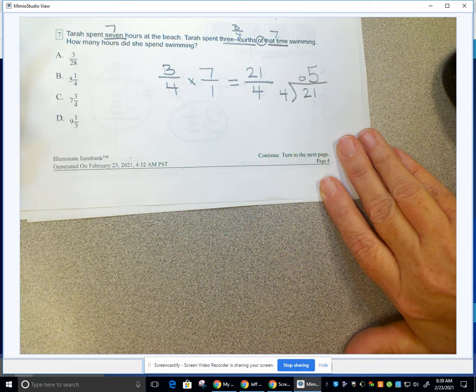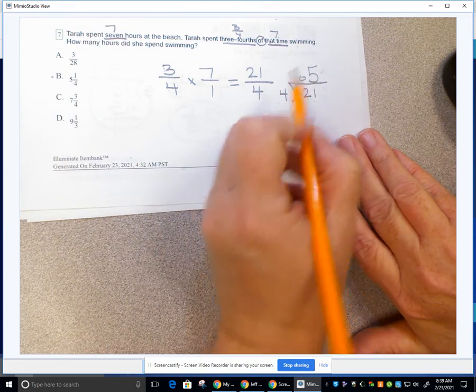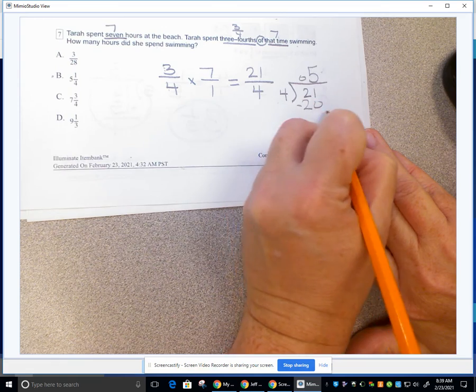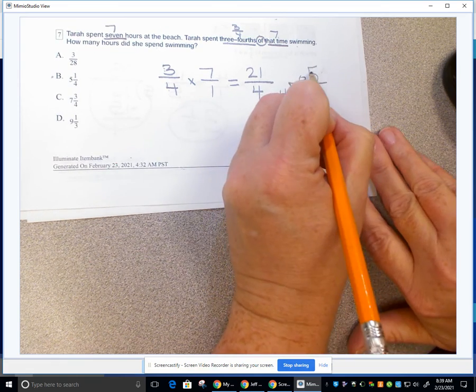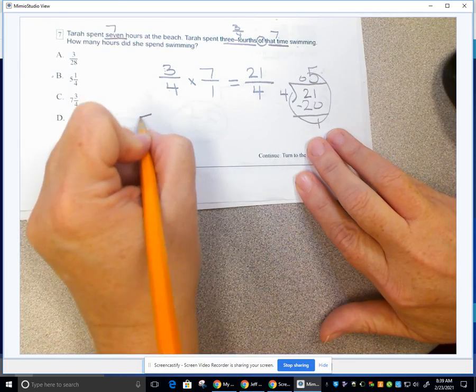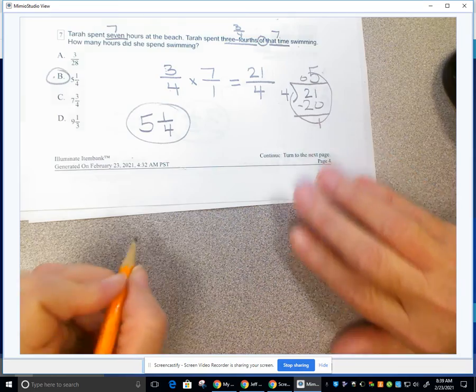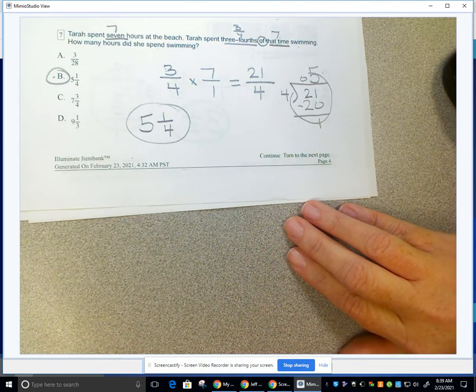Look at your answer choices. This could be my answer, but I don't want to get cocky. 5 times 4 is 20. Subtract 1. 5 1/4 hours. And there it is.